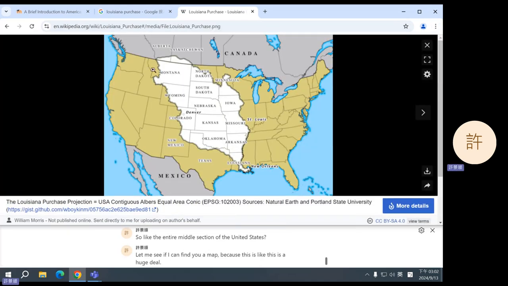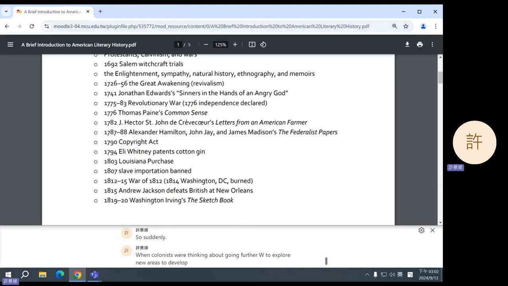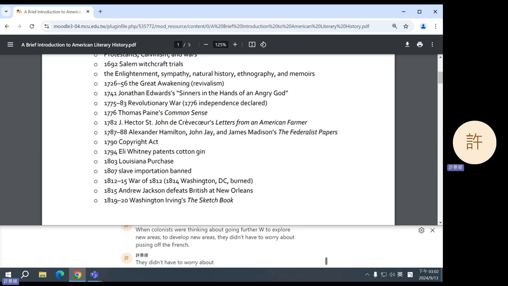This white part is basically the new land that the United States acquired from France for a very low price. So suddenly, when colonists were thinking about going further west to explore new areas, to develop new areas, they didn't have to worry about pissing off the French. They didn't have to worry about any legal situation they might cause, a war between the U.S. and France. Now it was all American.